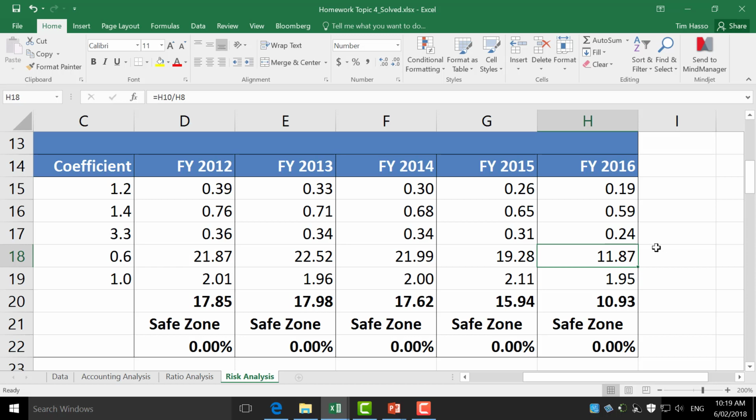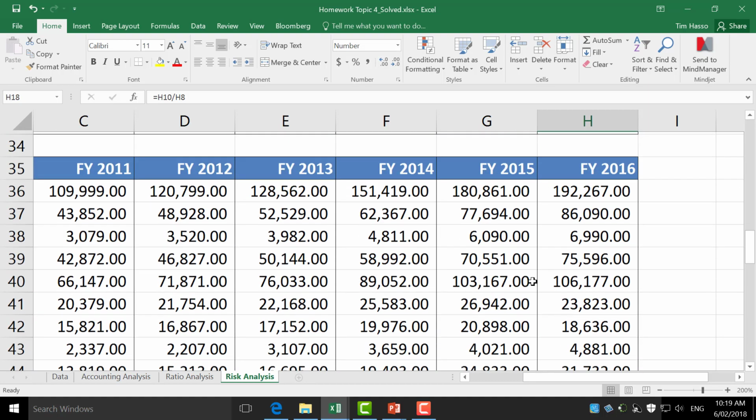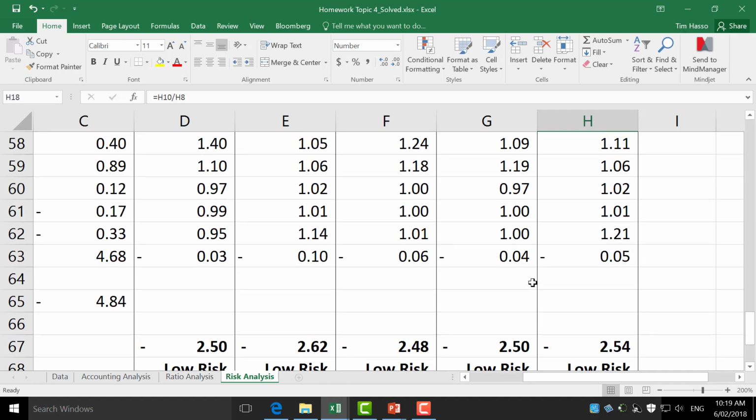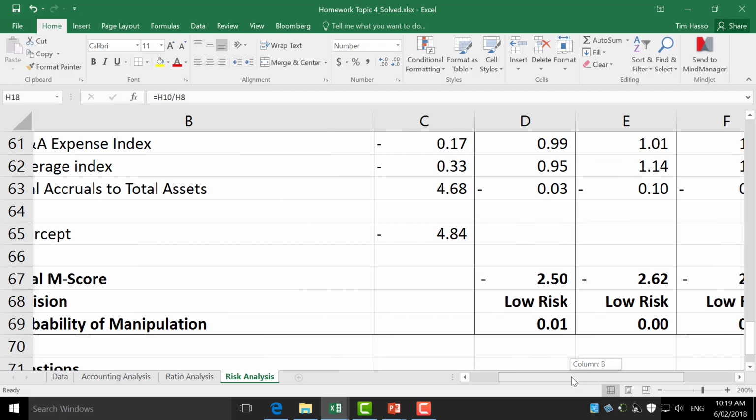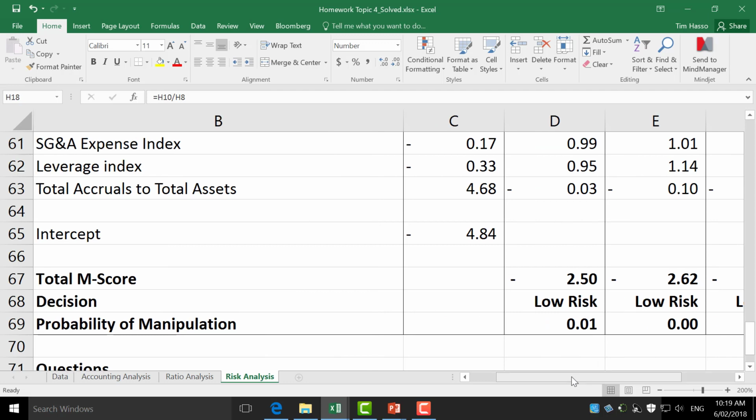So again, it doesn't mean that you're going to say, yes, it's going to go bankrupt. It's just an indicator for you to use. And similarly for the Beneish M-score, just because it says low risk doesn't mean it's safe. Just because it says it manipulates does not mean it manipulates. It provides you with some form of information.